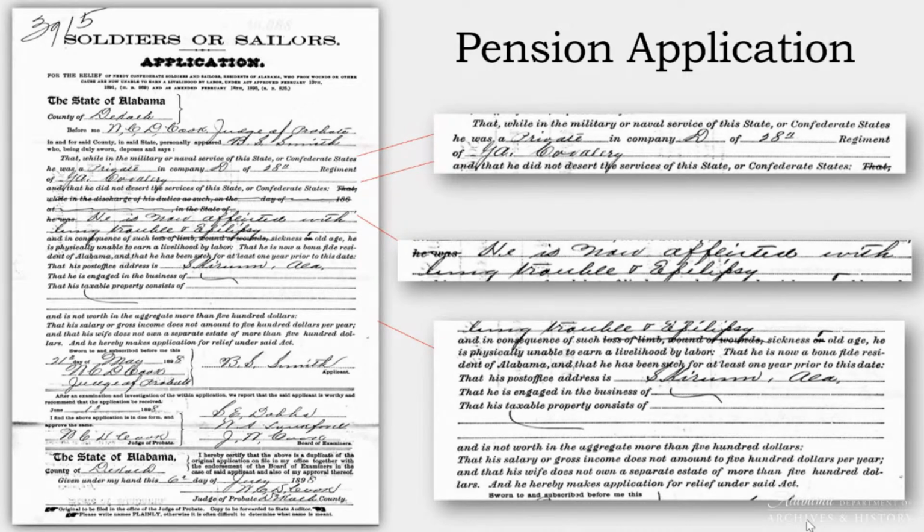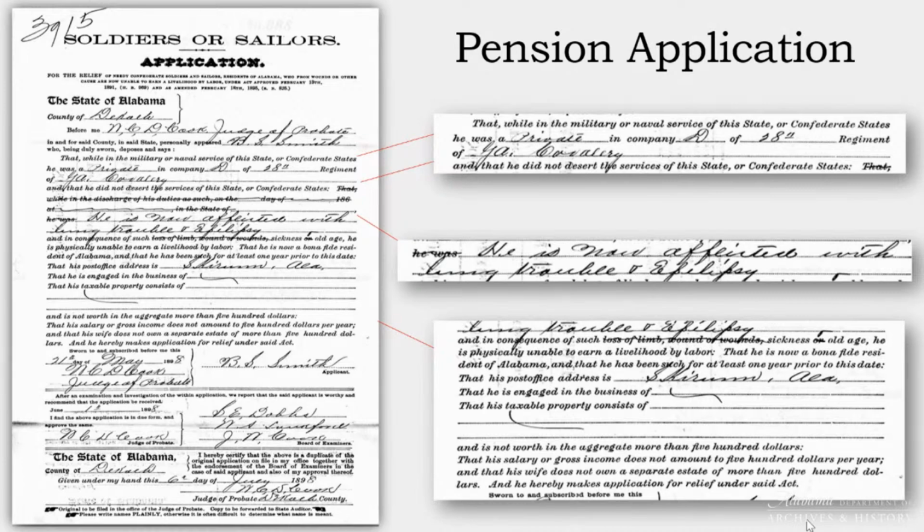The application also stipulates that he is now a bona fide resident of Alabama and that he has been such for at least 1 year prior to this date. The application also has a line for his post office address, a line for his business information, and a line for describing his taxable property that has been left blank, probably due to lack of property.